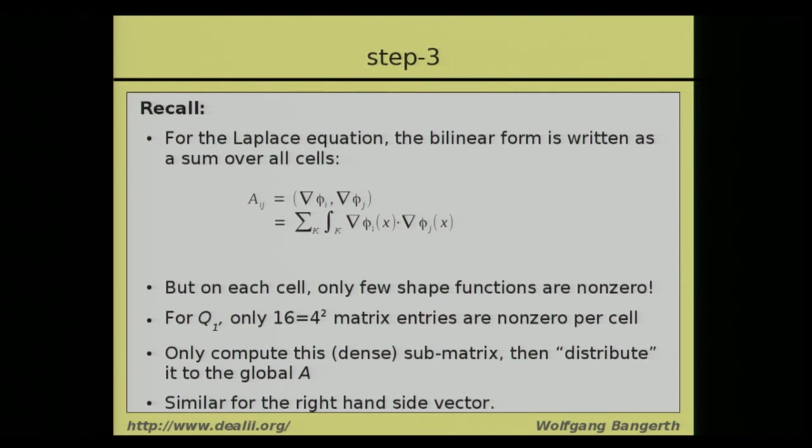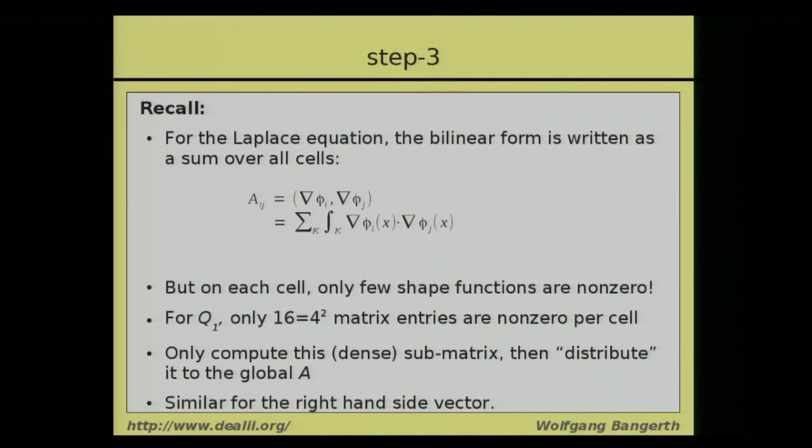And then, so we built this 4x4 dense submatrix, and then we do an operation that we call distribute, which essentially means that we identify for each one of these 4 shape functions that live on this cell, what is the corresponding entry in the global matrix where this local contribution from this cell k has to be copied into. That's what we call the distribute operation.